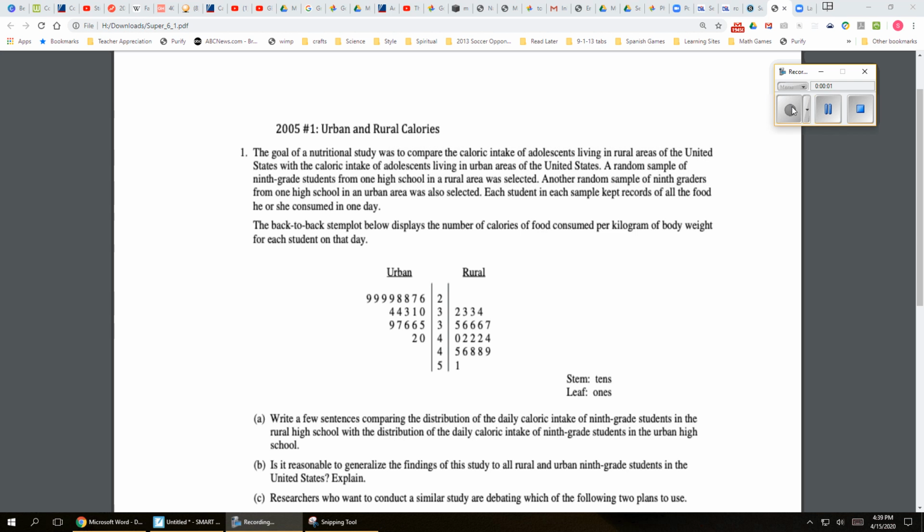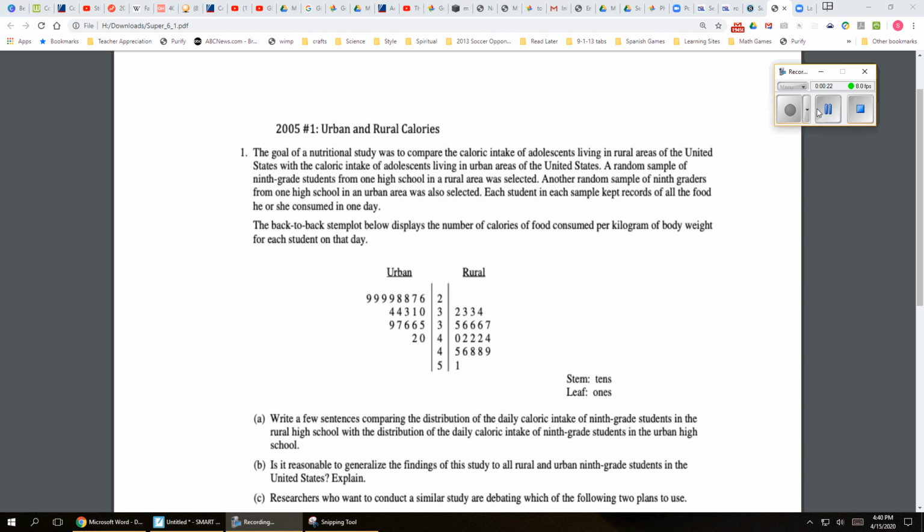So this question was originally part of a 2005 question on the AP test, and it compares the caloric intake of students at urban and rural schools. I'll assume you've already read the question. Part A says write a few sentences comparing the distribution of the daily caloric intake for those at the urban school versus those at the rural school.